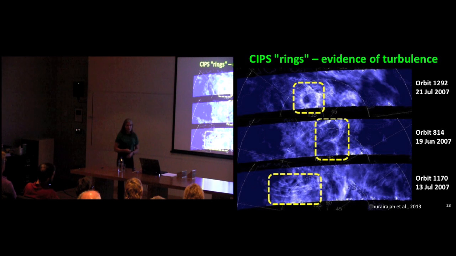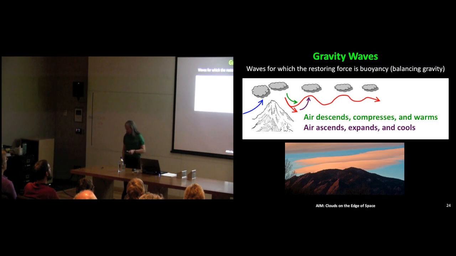These concentric rings are actually a slightly different effect, and I'm going to talk about them in a couple slides. But in order to understand those, you have to be introduced a little bit to the concept of gravity waves. These are atmospheric gravity waves, not to be confused with gravitational waves in the universe. Okay, so these are all in our atmosphere. They're called gravity waves because their restoring force is buoyancy, which is just a balancing gravity.